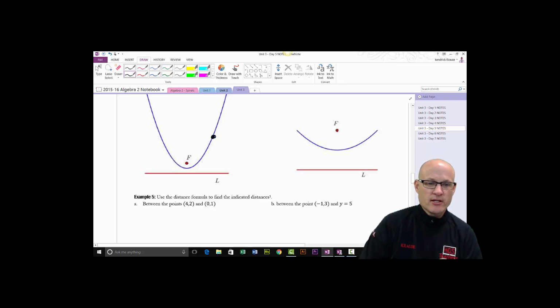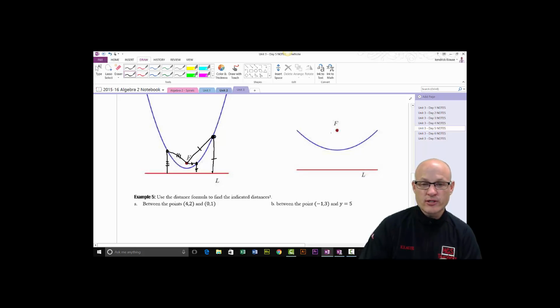I can pick this point right here, and if I draw in the focus, or that line and that line, these two lines have to be equal. I can do this point right here. Equal. I can pick this point over here. It doesn't matter what point I pick on the parabola, these will be equal.